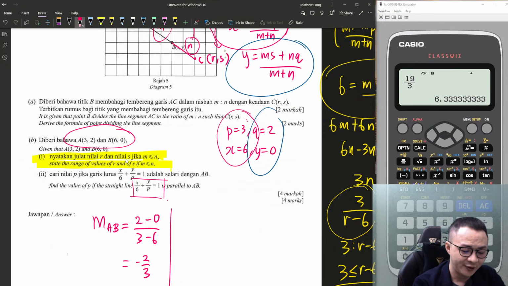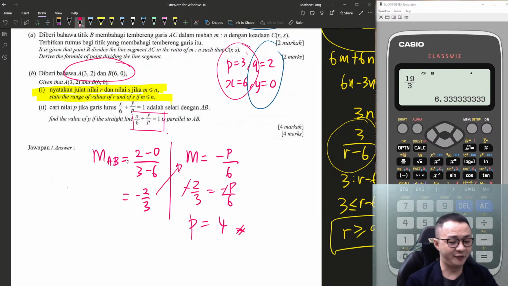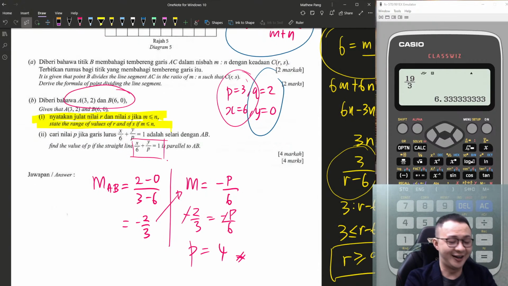So I can get the gradient by doing negative y-intercept over x-intercept. Because this is intercept form, I can literally do this. Since they are parallel, they have the same gradient. So -2/3 equals to -p/6. Yeah, I can cancel the negative on both sides. Then p equals to 4. Okay, so yep, this is how we do this kind of question. Parallel basically means they have the same gradient. Then yeah, these 2 marks are way easier than part 1.